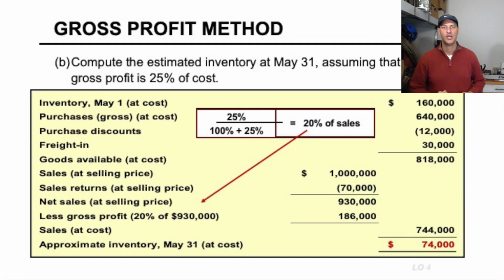Now, if we did 25% of cost, we need to do a quick little conversion here and figure it out. What is that as a percentage of sales? Well, a 25% of cost, that's the markup, is only a 20% of sales. So we go through the exact same thing, except our $930,000 is multiplied by 20% instead of 25%, which gives us a gross profit of $186,000 or cost of goods sold of $744,000, which gives us approximate inventory of $74,000 at the end of the period.